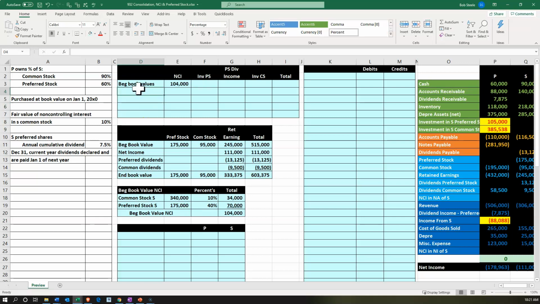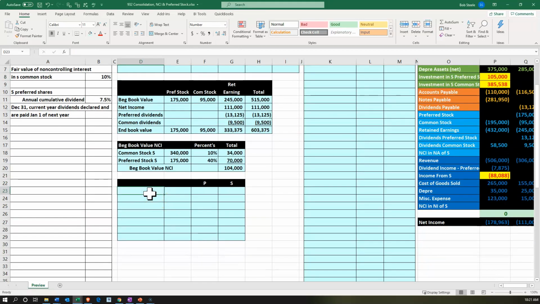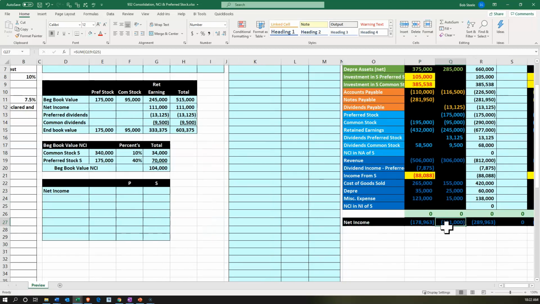Now we'll also need the net income, but the net income is going to be a little bit confusing because of how we're going to allocate it due to the preferred stock. So let's take a look at net income. Let's break down net income in a table down here. Net income, we could see over here, is the 111. So that's revenue minus expenses for S, straightforward net income right there. So we're going to be starting with that 111.